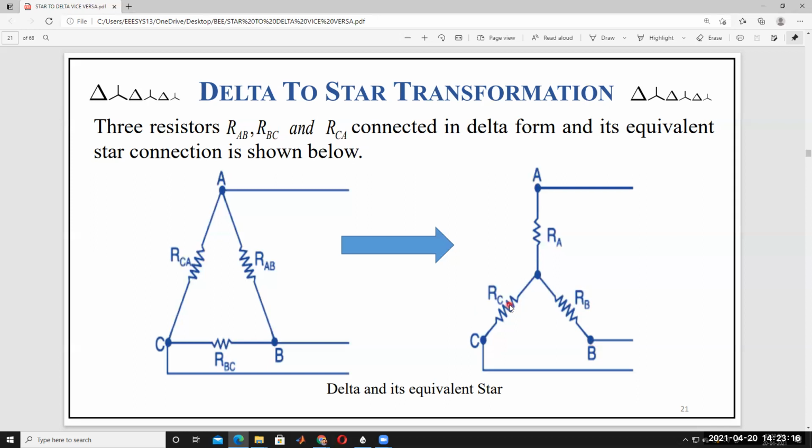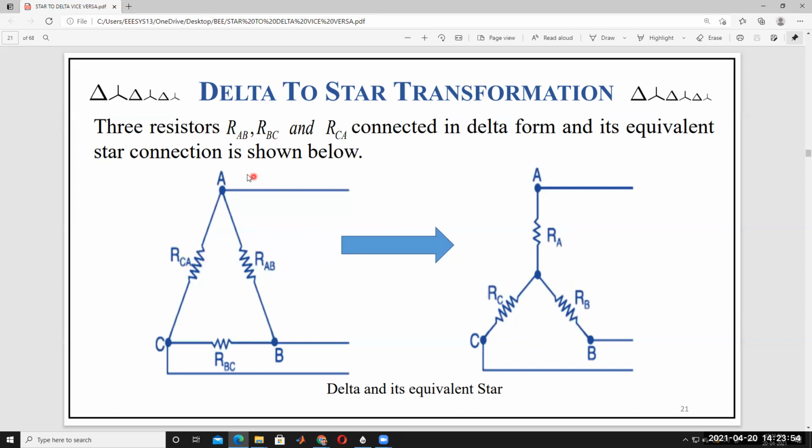Looking at the A and B terminals, RCA and RAB are not in series and not in parallel. To find the equivalent resistance and simplify these delta circuits, these resistors are neither in series nor in parallel. That's why the star-to-delta and delta-to-star transformation techniques are required.